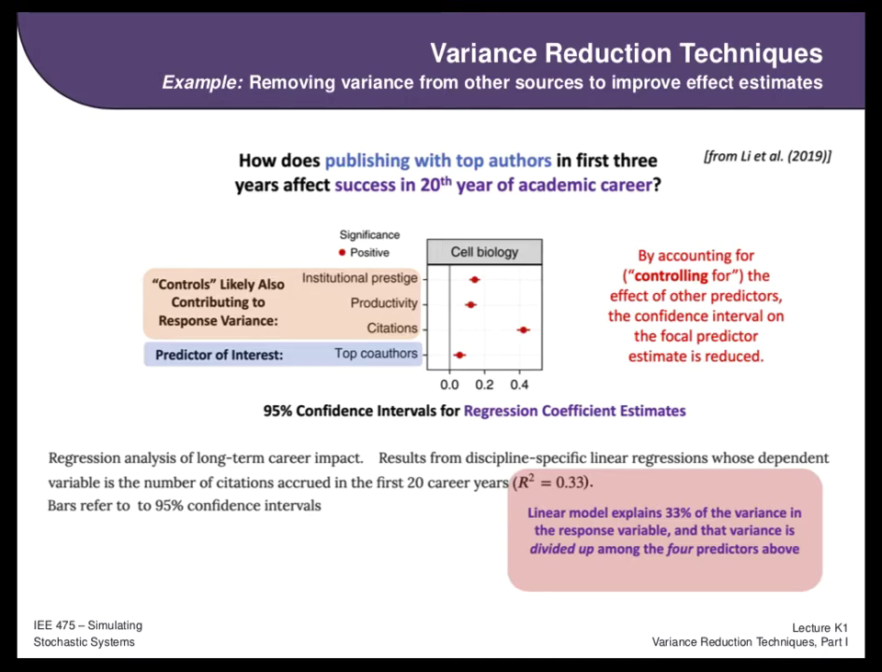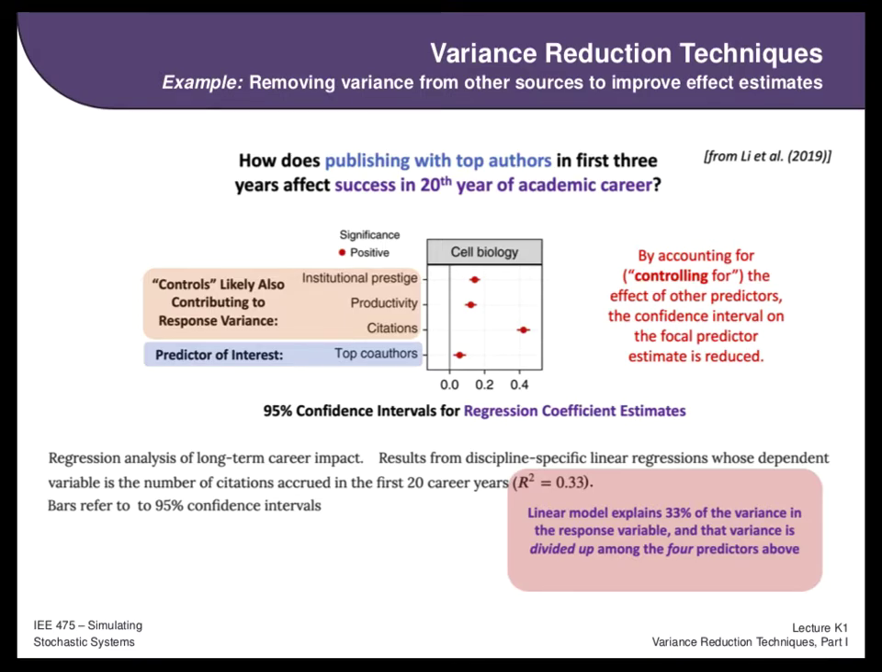If I look down in their caption, I see that this linear model had an R² value of 0.33, which, if you remember our interpretation of R², means that this linear model explains only 33% of the variance in this response variable. And that 33% of the variance is effectively divided up between these 4.